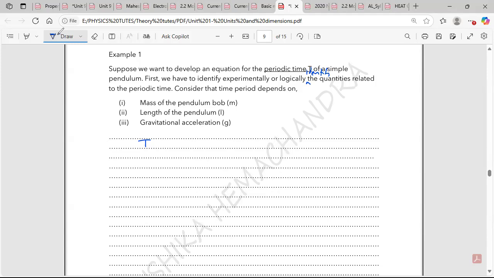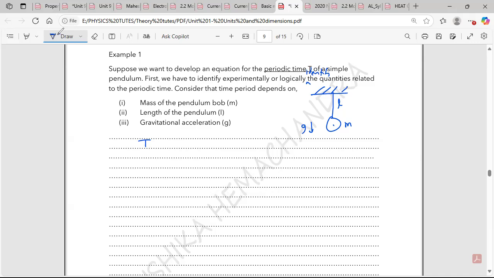Consider that the time period depends on the mass of the pendulum, the length of the pendulum, and the gravitational acceleration. So when there's a pendulum like this, there's the length of the pendulum to the center of gravity, there's a mass for it, and there's g also. So separately you can show their relationship.